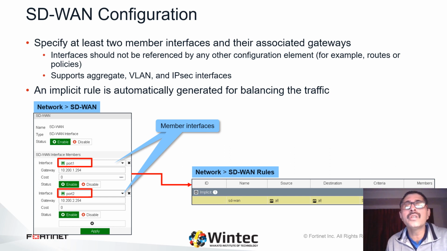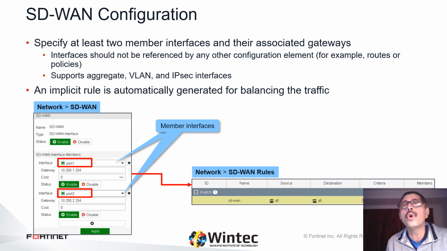If you intend to use an interface as an SD-WAN member and that interface is being referenced by a firewall policy or static route, you must delete the associated firewall policy and static route before you can assign that interface as an SD-WAN member. SD-WAN supports physical interfaces as well as VLAN, aggregate, and IPsec interfaces. Please remember that. You can also add another member interface at a later date to add more bandwidth or quality of service options.